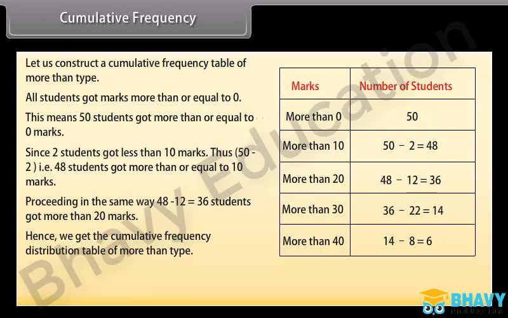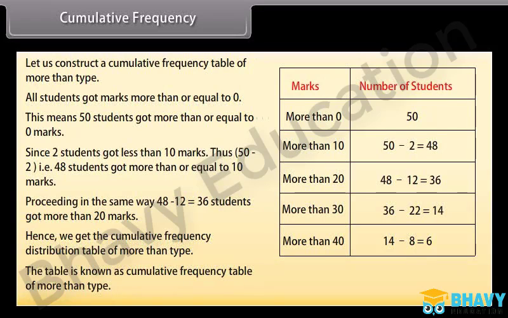For marks more than 0, number of students are 50. For marks more than 10, number of students are 50 minus 2 equals 48. For marks more than 20, number of students are 48 minus 12 equals 36. For marks more than 30, number of students are 36 minus 22, which equals 14. For marks more than 40, number of students are 14 minus 8, which equals 6. The above table is known as cumulative frequency table of more than type.